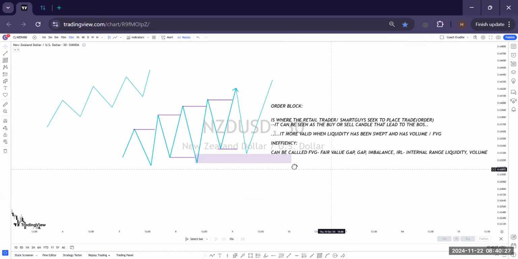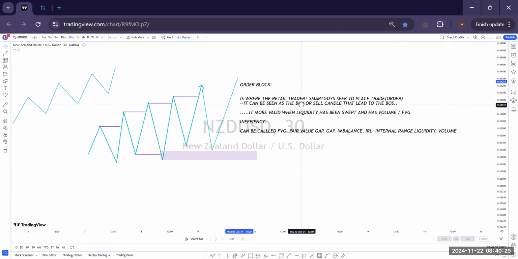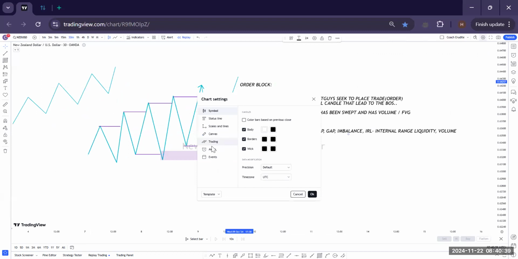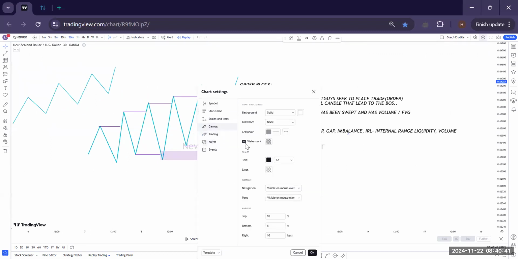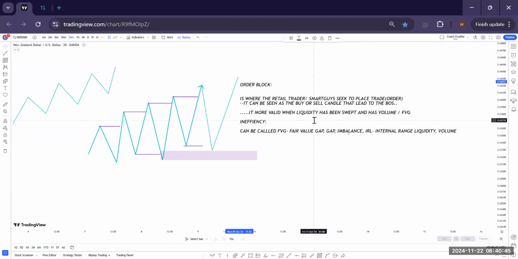We are running out of time. I'll still drop a link after this. Let me do something. Let me remove this watermark. It's distracting me. Good.